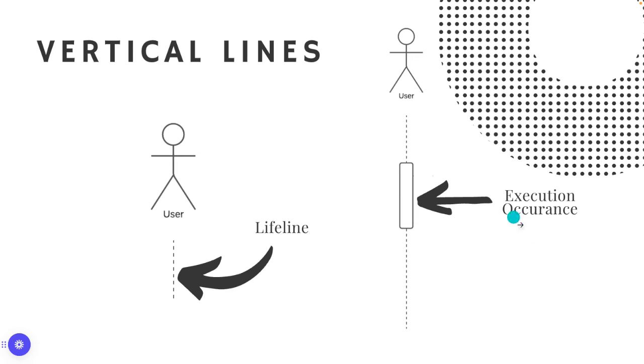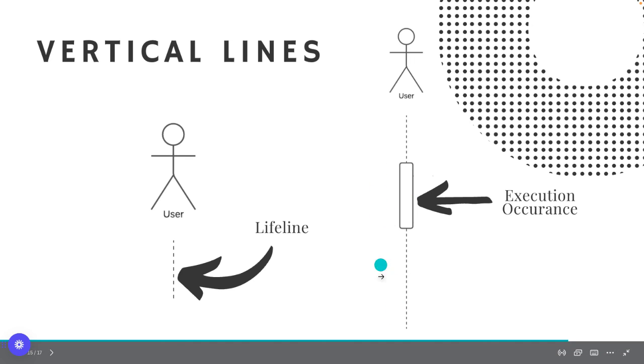Here we have an execution occurrence. So this is when our object or our actor is sending or receiving messages. We want to see this execution occurrence. If it's not sending or receiving messages, if it's not sending or waiting for something to be returned, then we do not need to have this execution occurrence. It's just existing in the system, but it's not being used. So that's an execution occurrence.